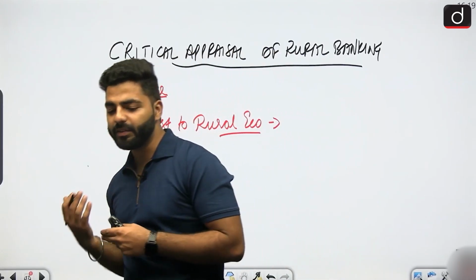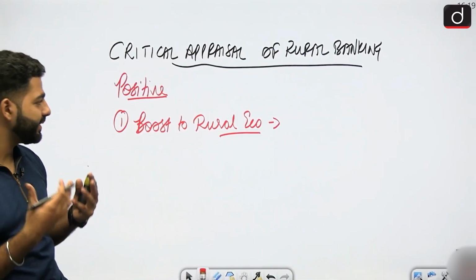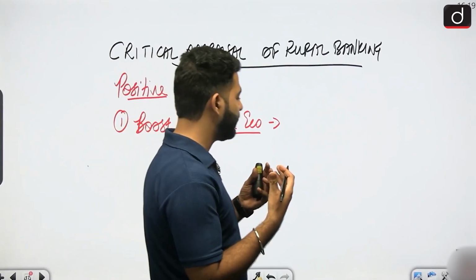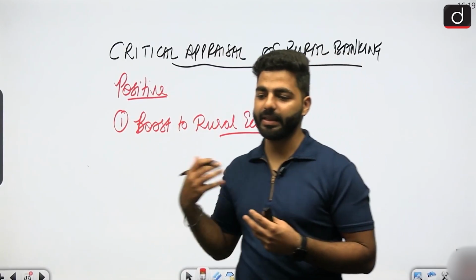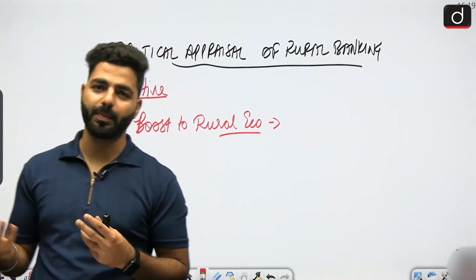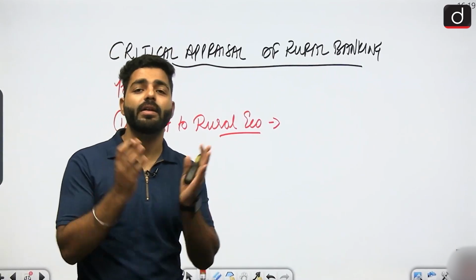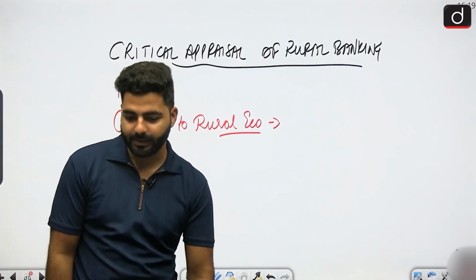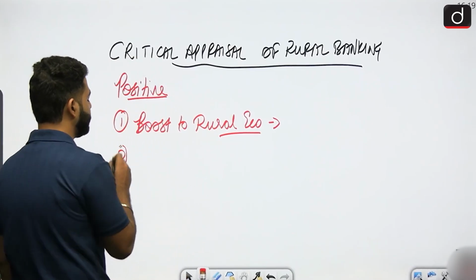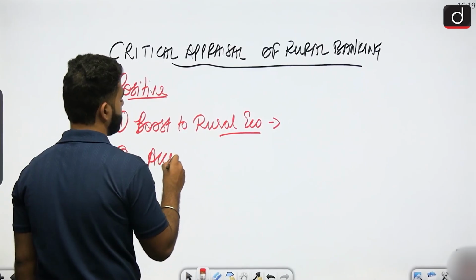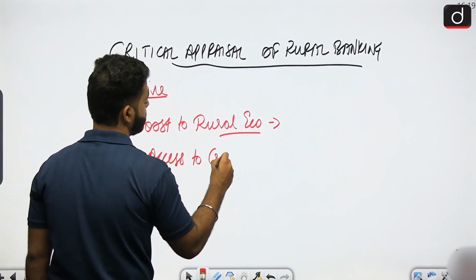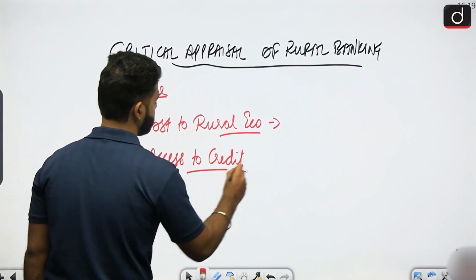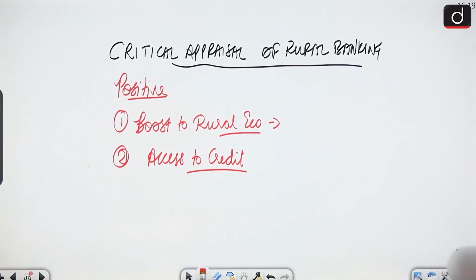So it will help people to get access to money. If they're getting money, they can invest it, they can use it for good purpose, they can return it back. So overall economy grow kar raha hai, right? So boost to the rural economy, first point. Second, they get access to credit. Yes, farmers को credit मिलता है.